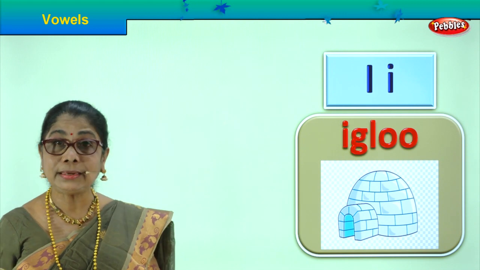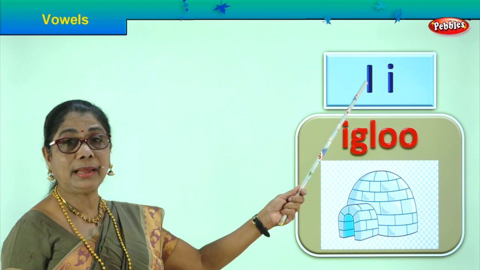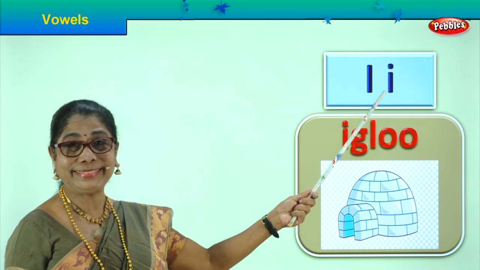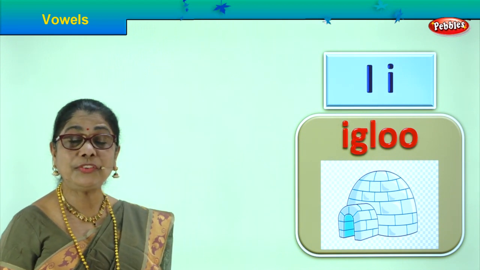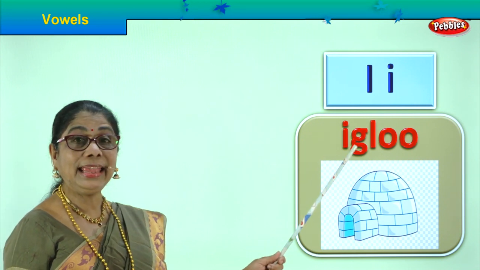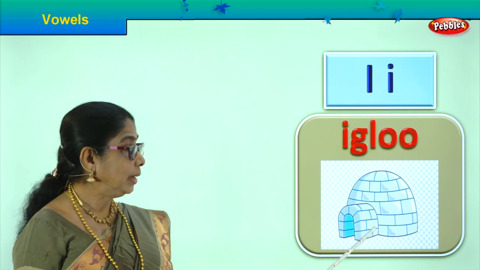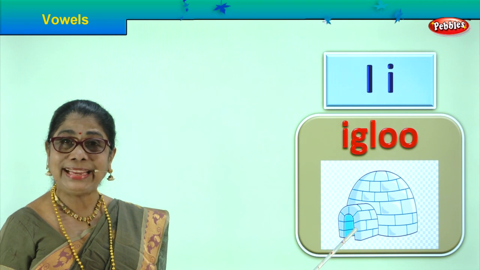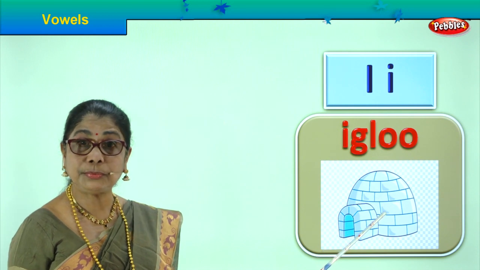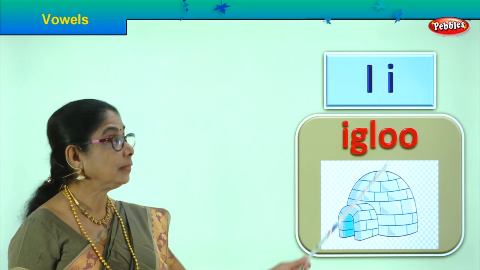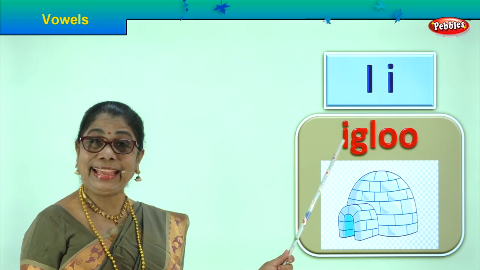Look. The third vowel, I. Capital I, small I. The sound of I is E. Igloo. I-G-L-O. Igloo. What is an igloo? It's a snow house, an ice house, where Eskimos live. It's a house made of ice blocks. Letter I, sound E. Igloo.